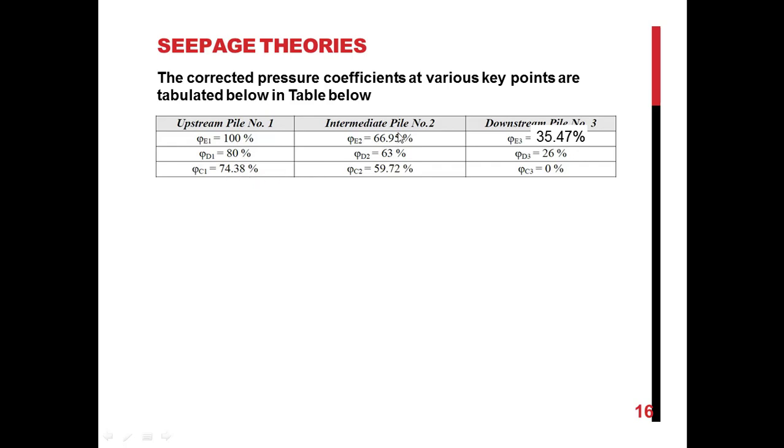Similarly, intermediate pile number 2, phi E2 is equal to 66.95%, phi D2 is equal to 63%, and phi C2 is equal to 59.72%. Similarly, on the downstream pile number 3, phi E3 is equal to 35.47, phi D3 is equal to 26%, and phi C3 is equal to 0%, since this is the end point, and at the end point the percentage pressure is minimum or 0.